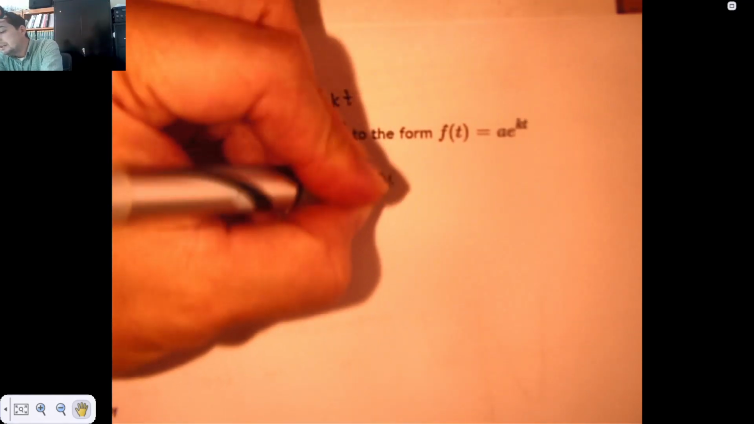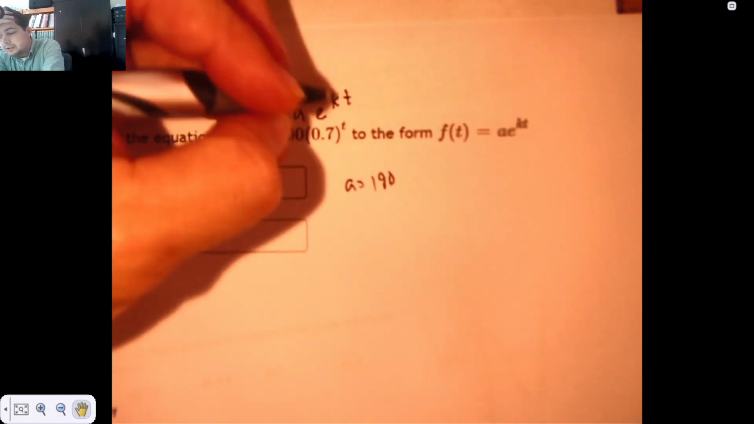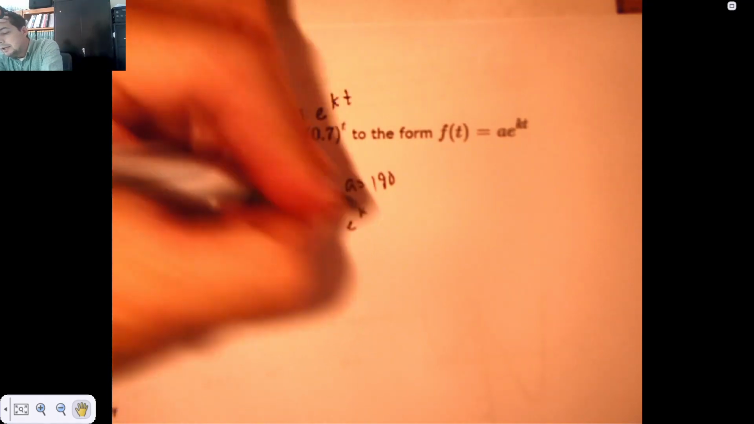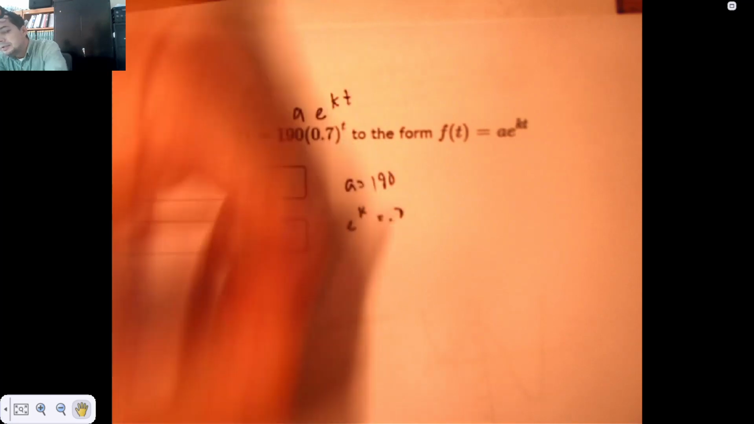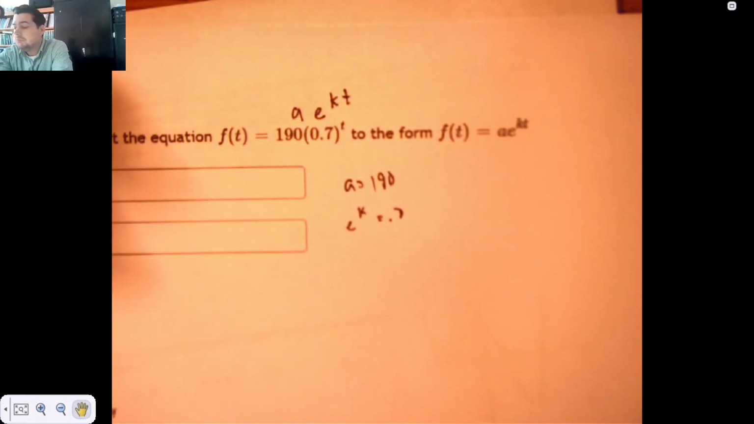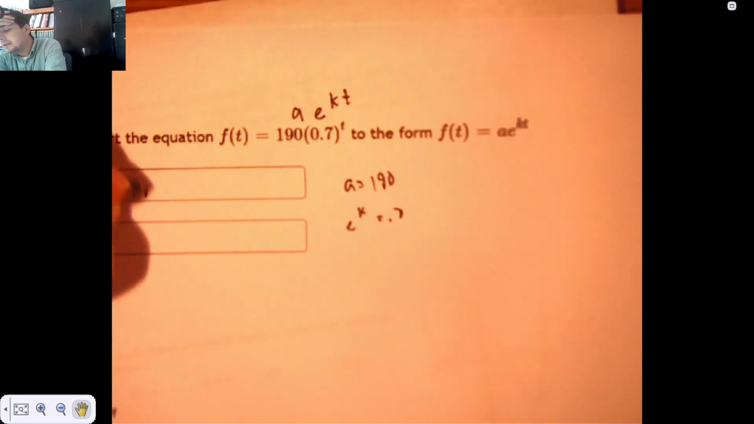All right. A is 190. T is going to be t. But e to the k is in the same position as 7/10. That's really all there is to it. Just figure out what k is. So a is 190. Easy.